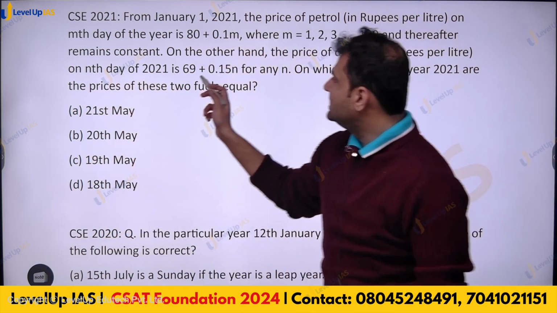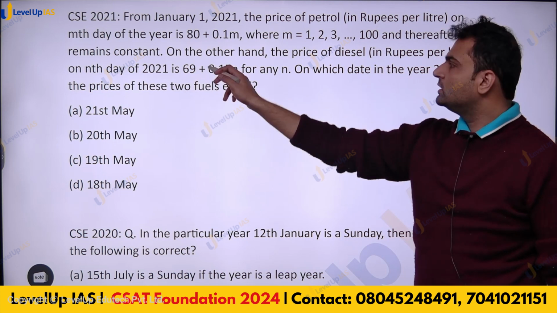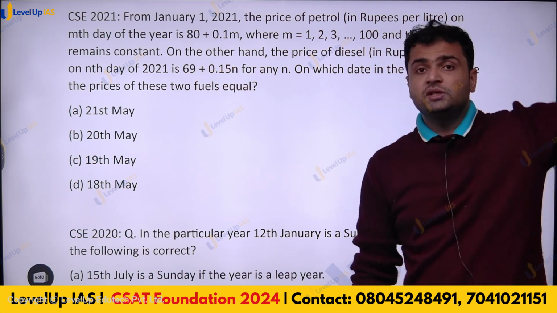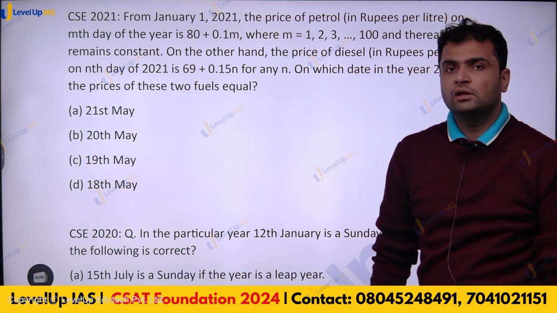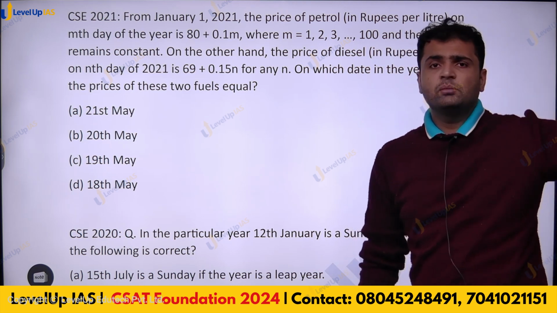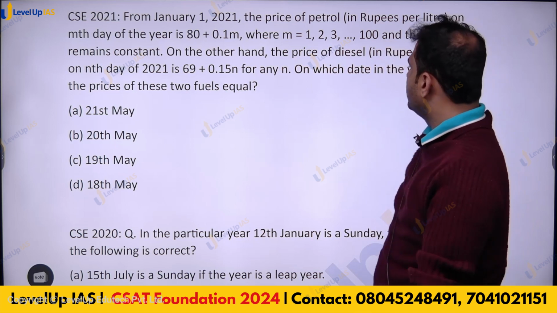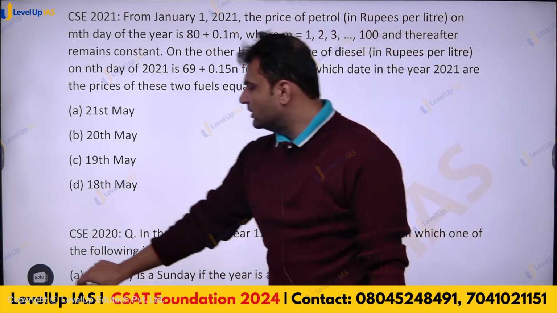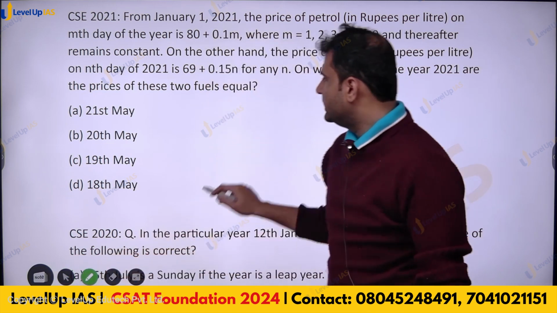But price of the diesel on nth day of the 2021 is 69 plus 0.15 n for any n. Now price of diesel is keeping on increasing, there is no constant. It doesn't become constant after 100 days like petrol. Question is on which date of the year the prices of two fuels become equal. Now there are two choices.